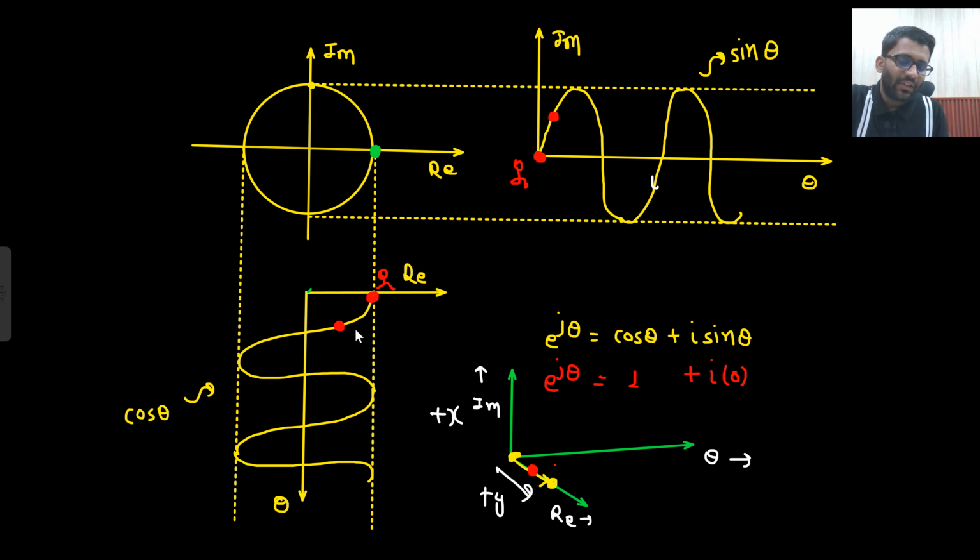What is this value? This value is, let's just say, 1 by root 2. This was 1. So let's just say this value is 1 by root 2 here, but I am taking the projection. So on real axis I am at 1 by root 2, and on imaginary axis as well I am at 1 by root 2.